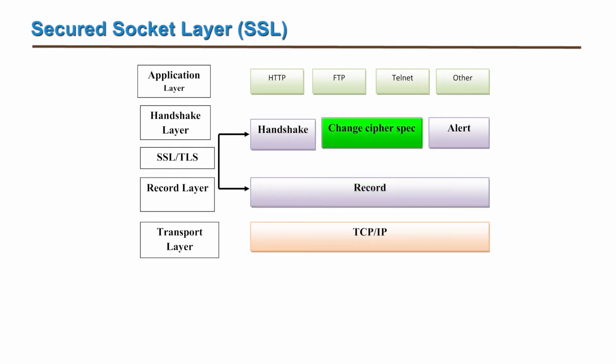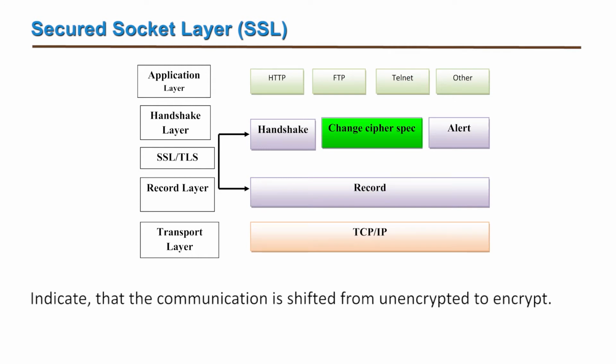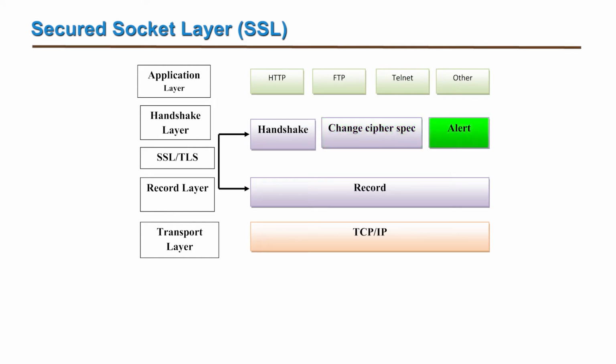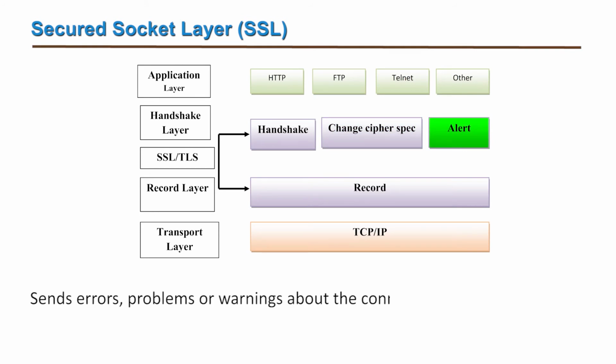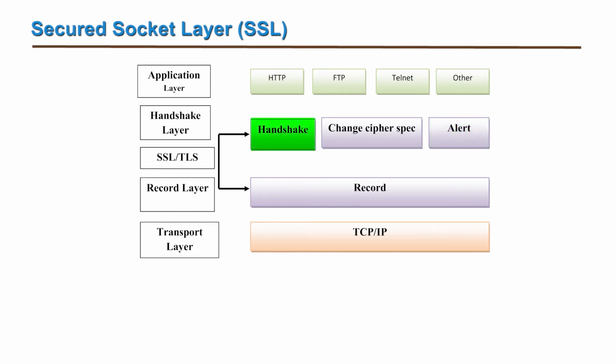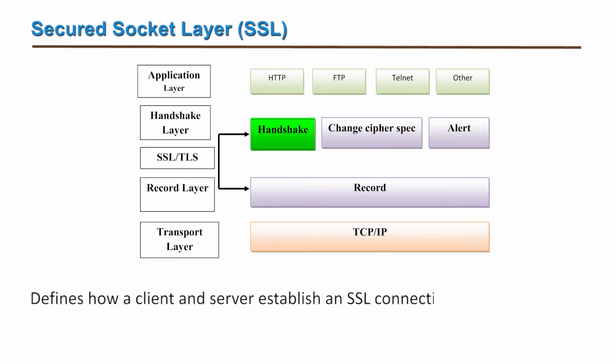Change cipher spec protocol. This indicates that the communication is shifted from unencrypted form to encrypted form. Alert protocol. This sends errors, problems, or warnings about the connection between the communicating parties. Fourth one, handshake protocol, defines how a client and server establish an SSL connection.